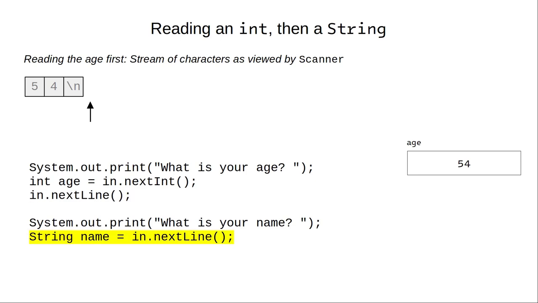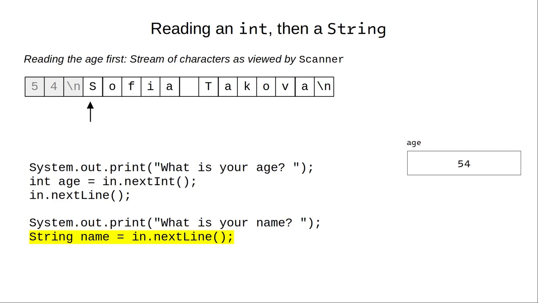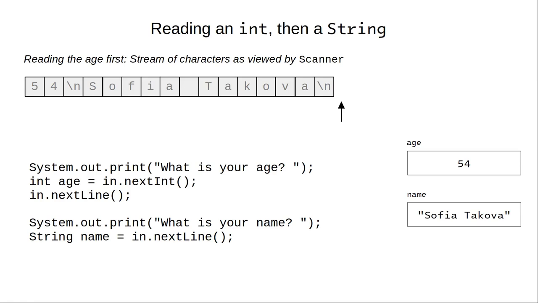so when we encounter another nextLine, this time the program waits for us to enter the name and reads up to and including the new line and returns it without the new line character. And again, both of our variables have the correct information in them.